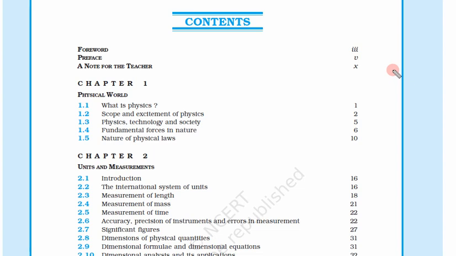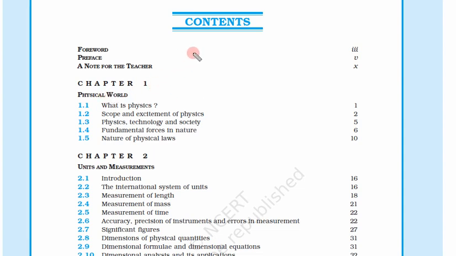What are you going to study in physics? First we will see that, then we will learn some of the basics, then we will start this book. So let us first see what is in your physics book, because to understand something you first need to know what there is for you to learn.